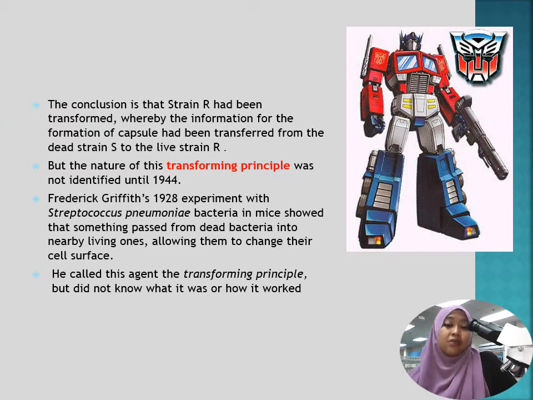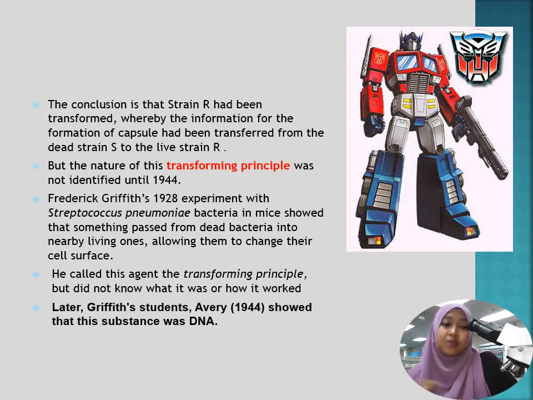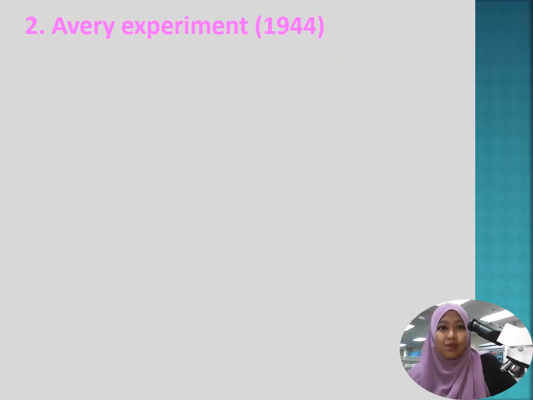They didn't know what that was, because at that moment there was no word for DNA and so on. They just called it a transforming principle, but they didn't know what it was or how it worked, until the student of Griffith, named Avery, found that it actually is DNA. So next, we have the Avery experiment in 1944.